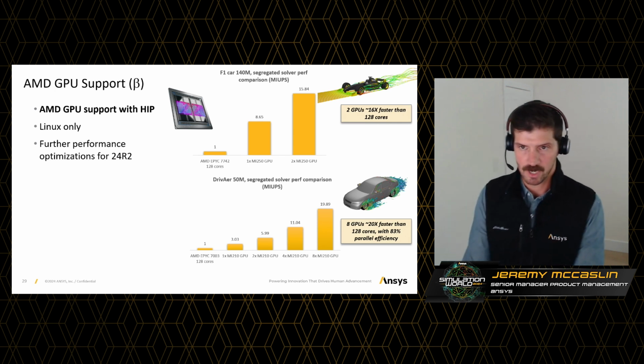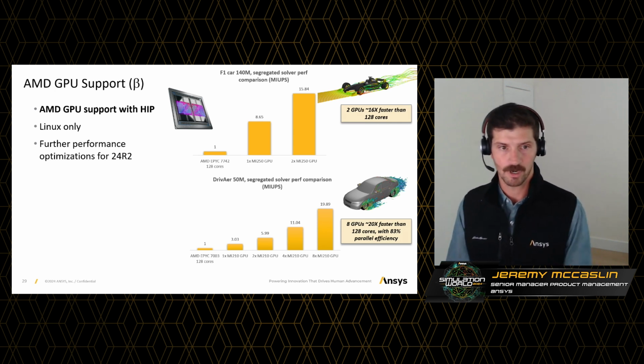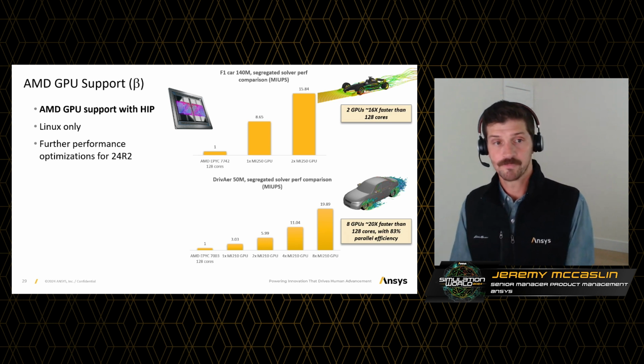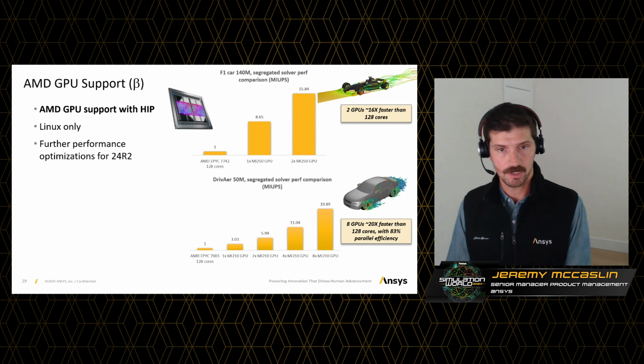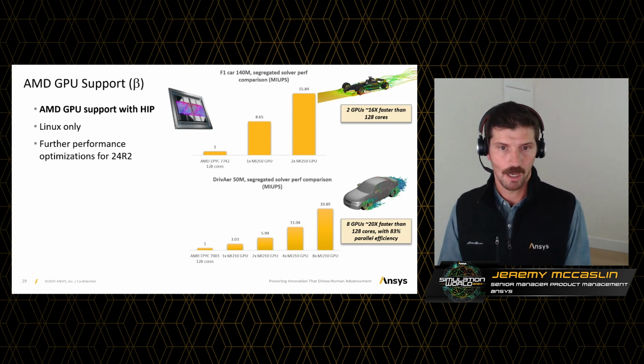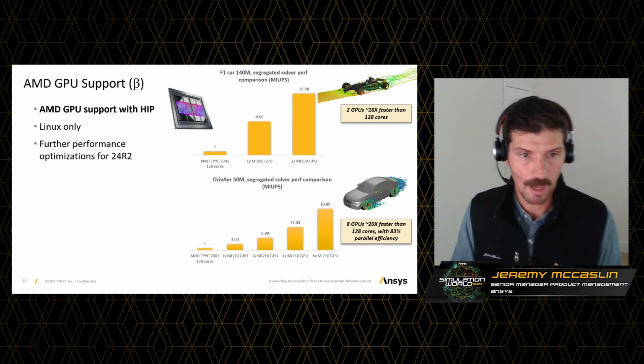While I've stressed the partnership with NVIDIA, and that has been the initial hardware that we are supporting with the solver, we do have beta support in the 24R1 release for AMD GPUs. And here you can see a couple different benchmarks. In the example on the top, we had a 140 million cell open wheel F1 car, and that was running on two GPUs, two MI250s.